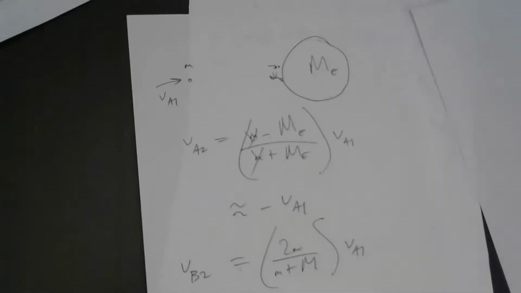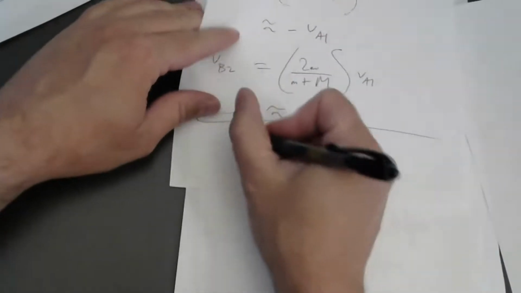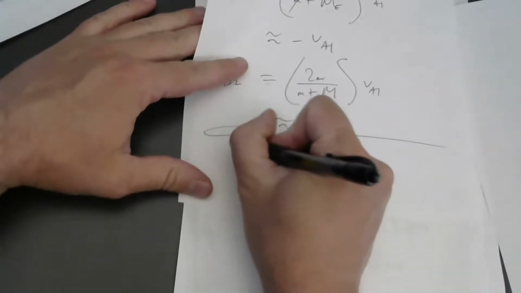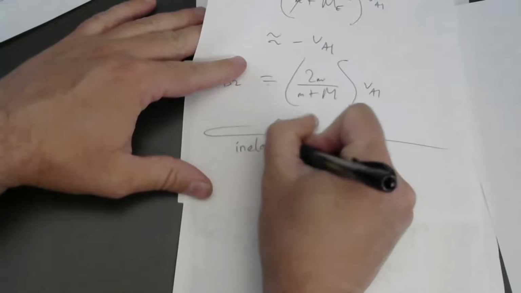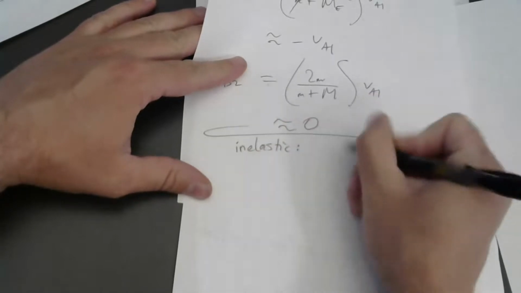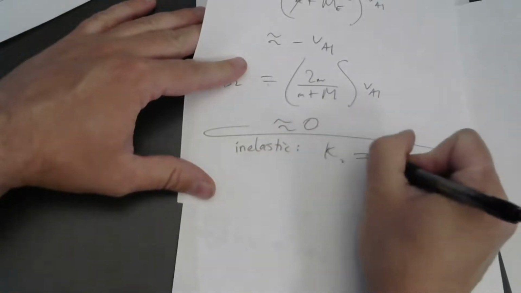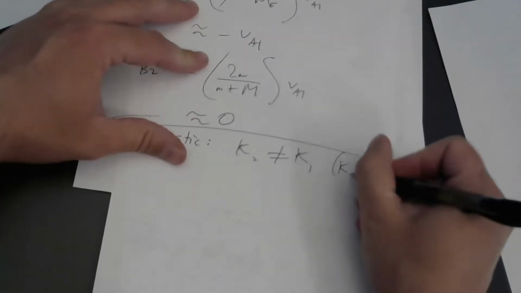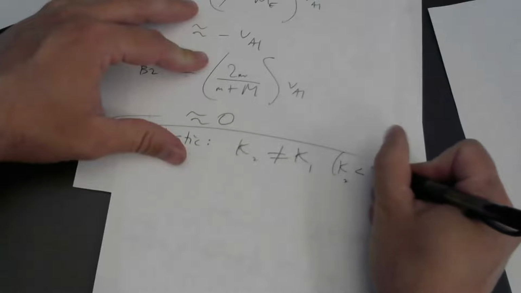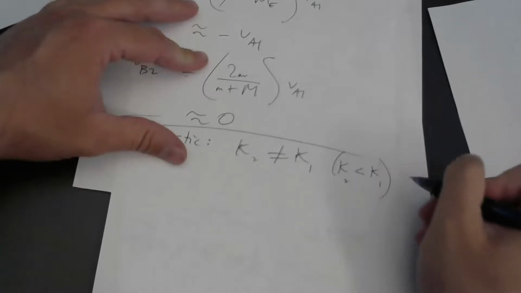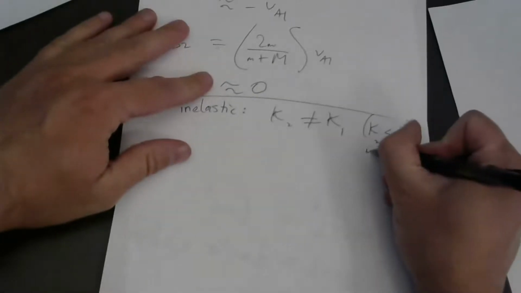So there's one little bit of terminology you should be aware of. If a collision is inelastic, it simply means that the kinetic energy after is not equal to the kinetic energy before. In fact, it's going to be, in most cases, less. If it were more, that would mean you had some sort of explosive that introduced energy into the system, or a loaded spring. So I'll put usually.